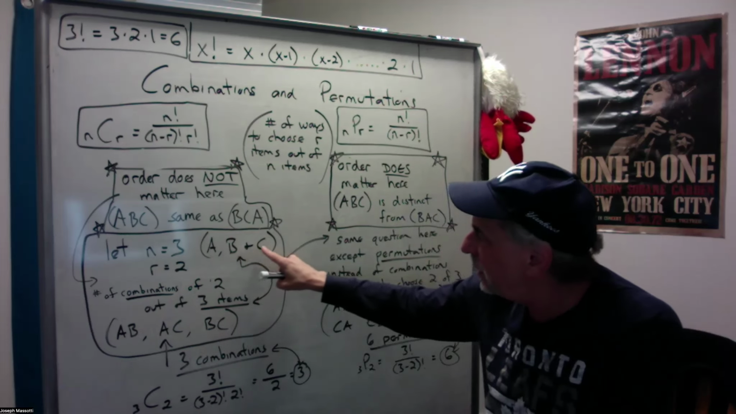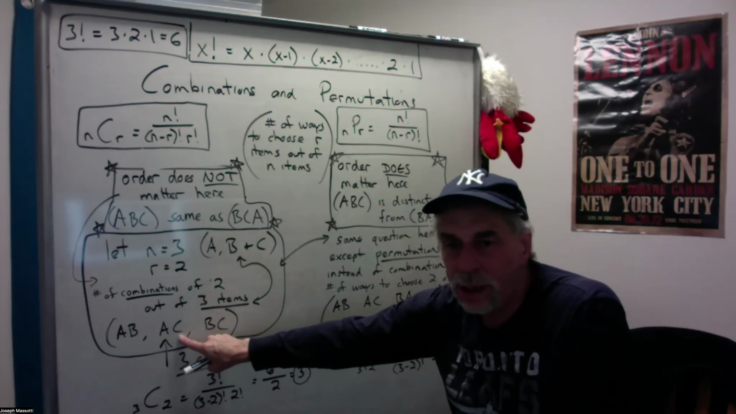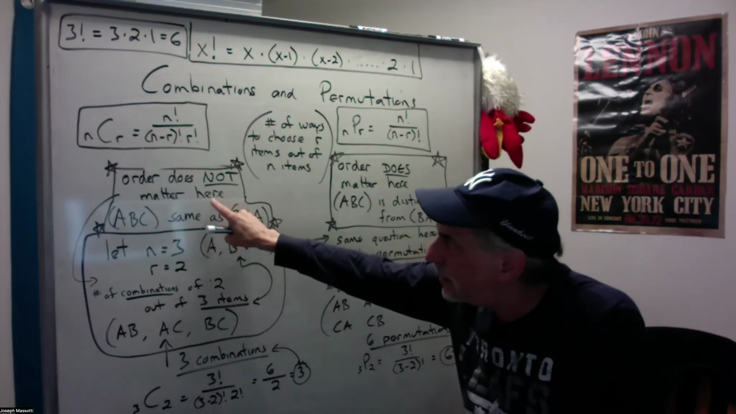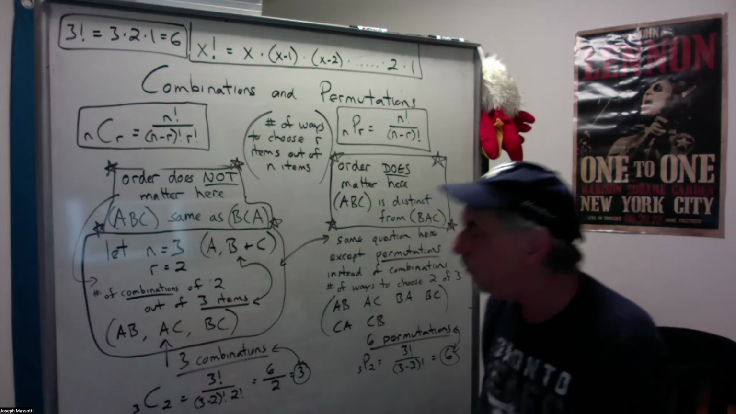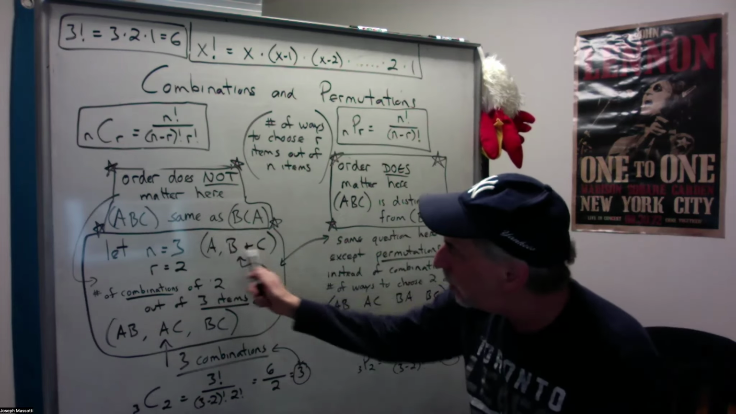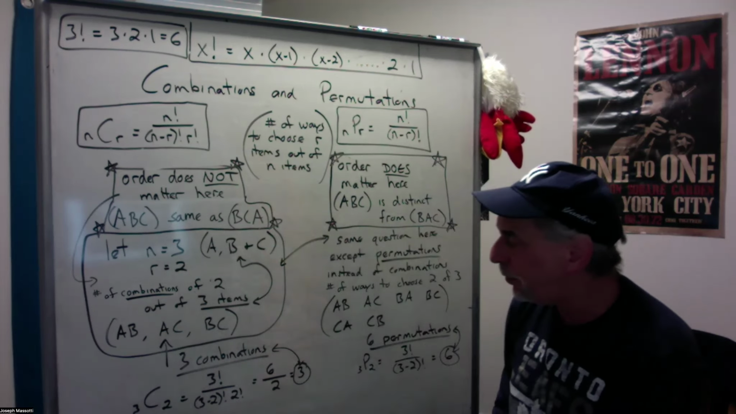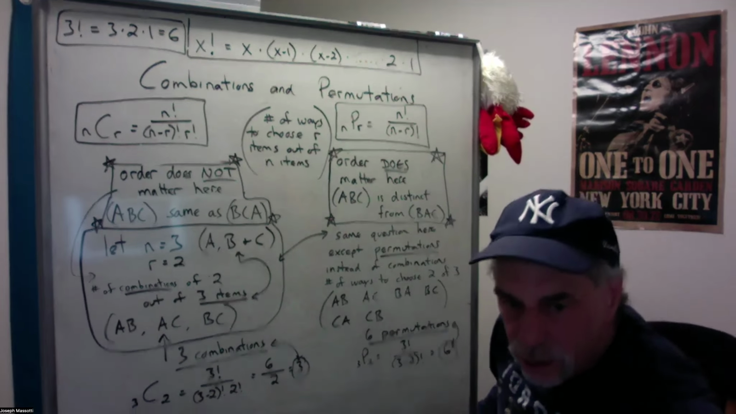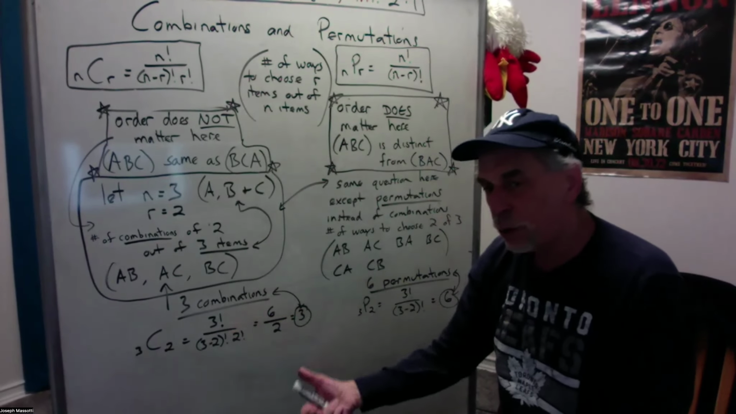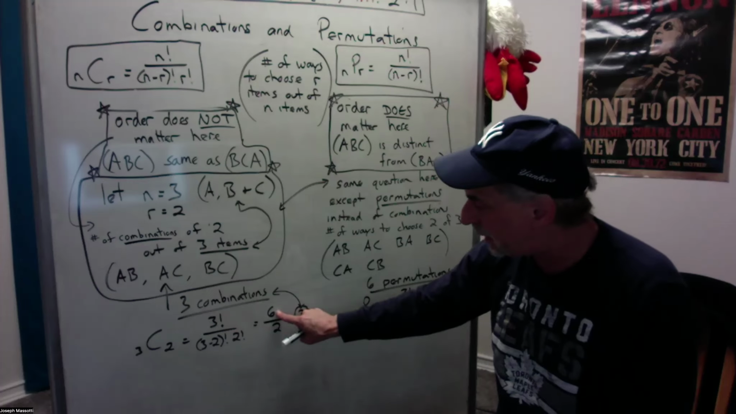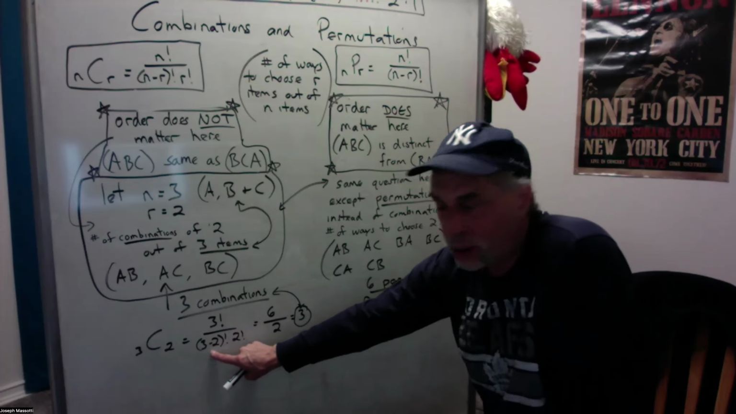Now, if we kept going, the C and the A is considered the same as A and C, right? Order does not matter. So there's only going to be 3 combinations of 2 out of these 3 items. And if we go back to the formula and put the numbers in, we'll see that we do get the number 3 here by plugging in 3 factorial, which is 3 times 2 times 1, 6. 3 minus 2 is 1. 1 factorial is just 1.